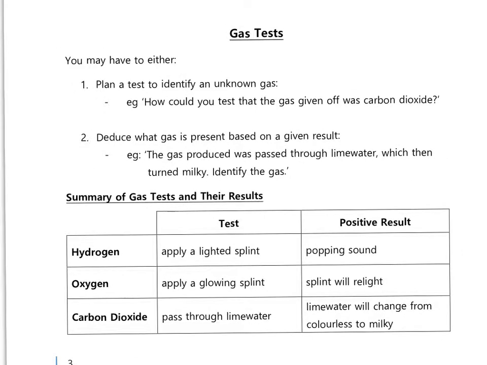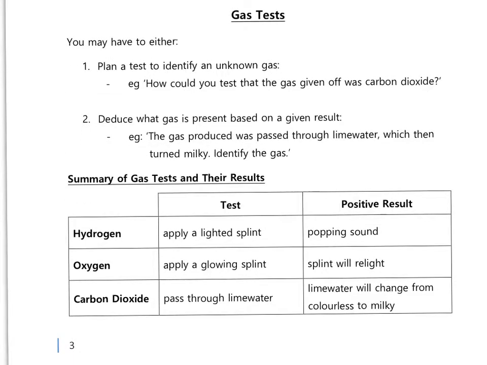Next on page 3 looks at a summary of the gas tests in this topic. You'll remember that our 4 key gases are nitrogen, hydrogen, oxygen and carbon dioxide. There's no test for nitrogen as such because it's so unreactive. But you do need to know these gas tests well, which is why they are summarised here. When we look at each one of these gases in turn, we'll come back to this.